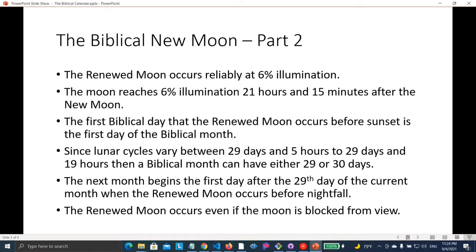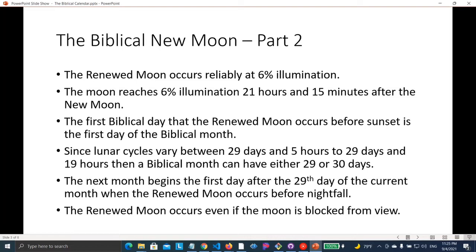So the next month begins the first day after the 29th day of the current month, when the renewed moon occurs before nightfall. If it's the 29th day, and we've seen the renewed moon occur at least before nightfall, but preferably before sunset, then the next day is the first day of the next month. Otherwise, this month is a full month, not a deficit month, and you get the 30th day.